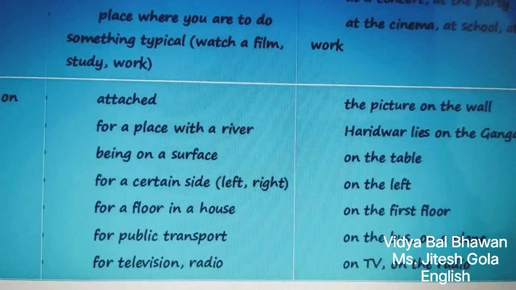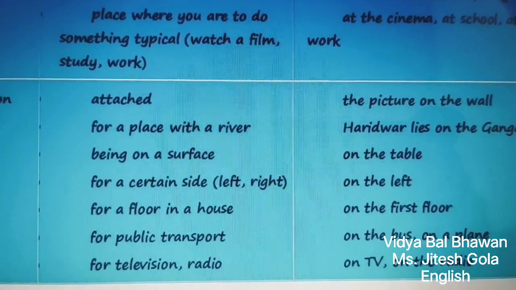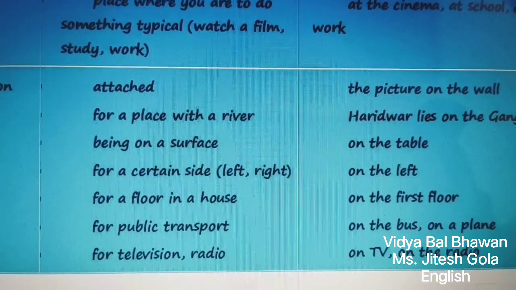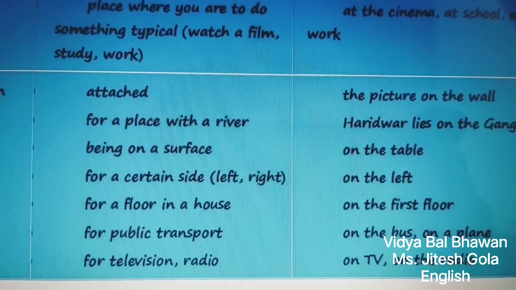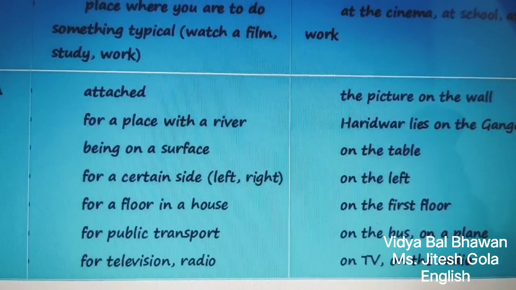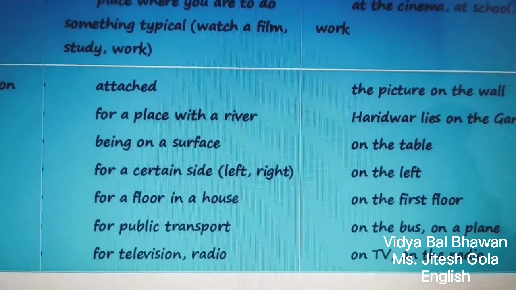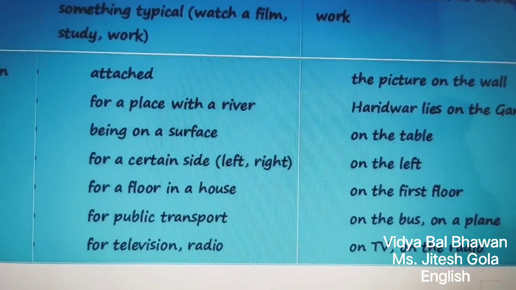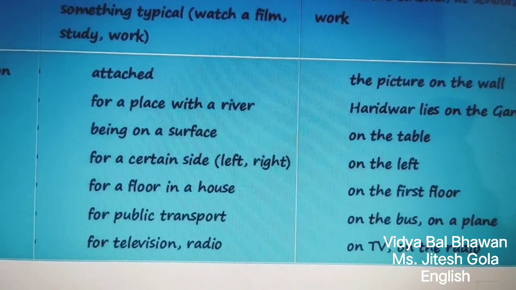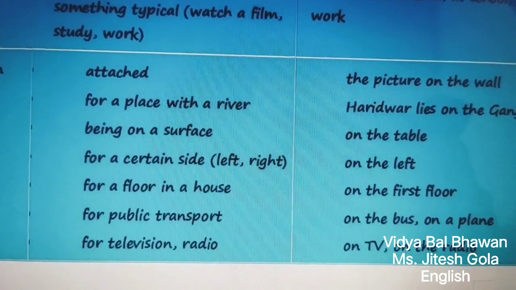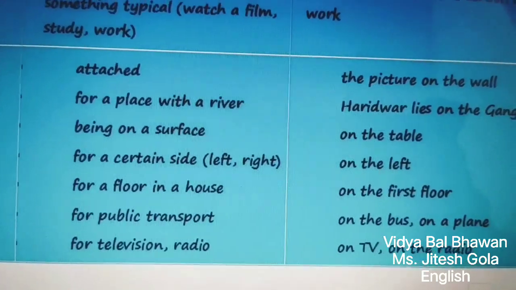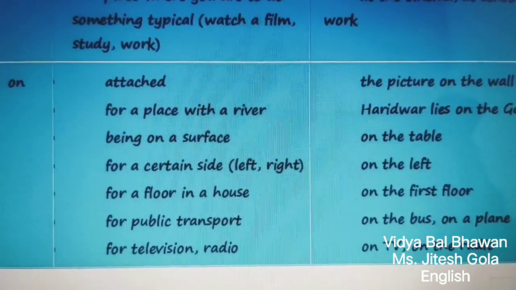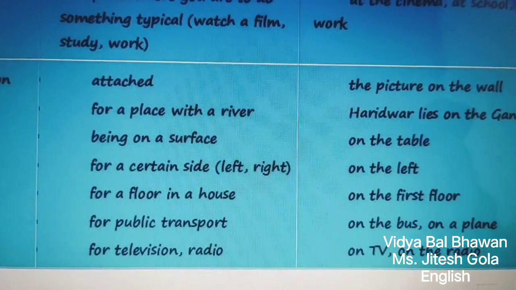Next, being on a surface, if we talk about, the book is on the table, or box is on the table. Then for a certain side, either left or right, for that also we can use that. You will find the shop on the left of your house. Then for a floor in a house you can use on the first floor, they live on the first floor. For public transport you can use on the bus, on a plane. For television also, television, radio you can use, I watched that on TV, on the radio.